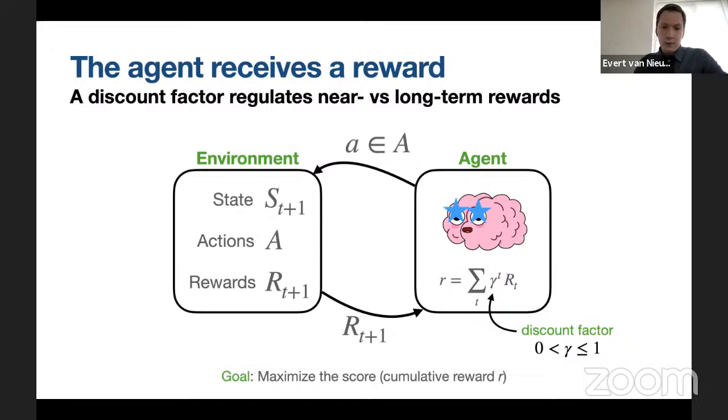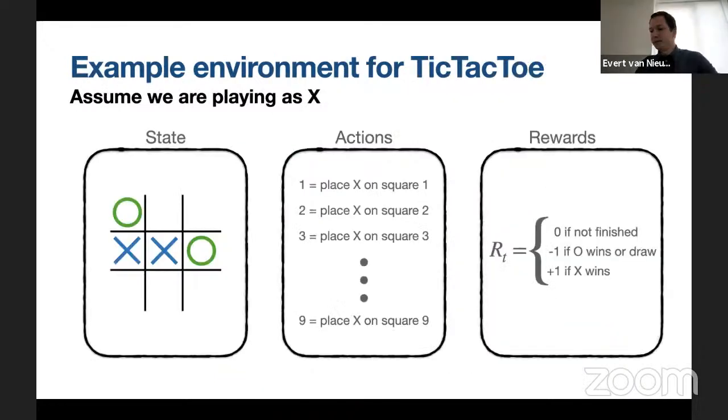And we can try to formalize that a little bit more after I show you this simple tic-tac-toe example. Any questions?